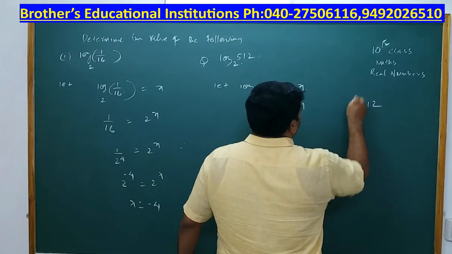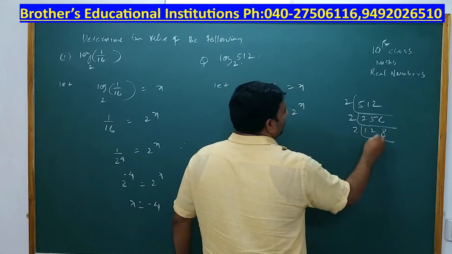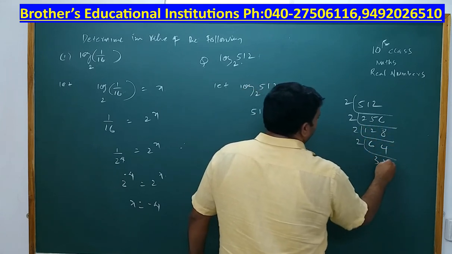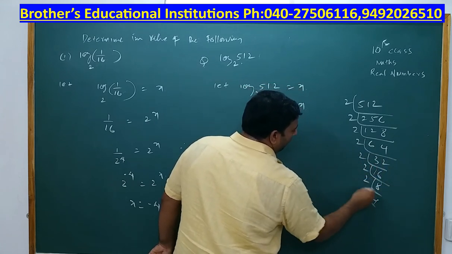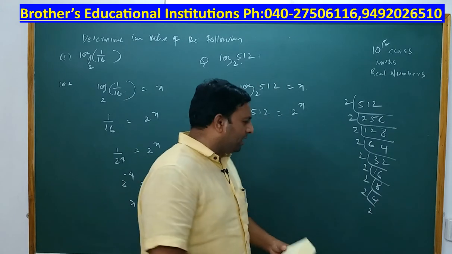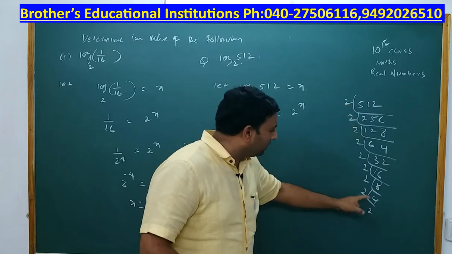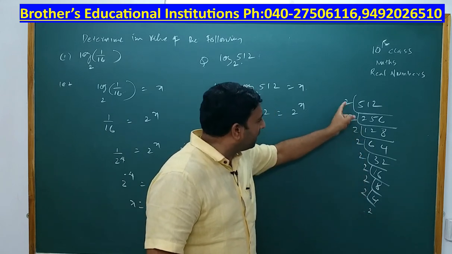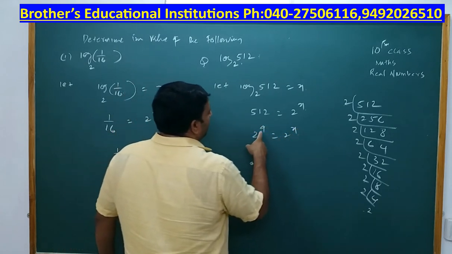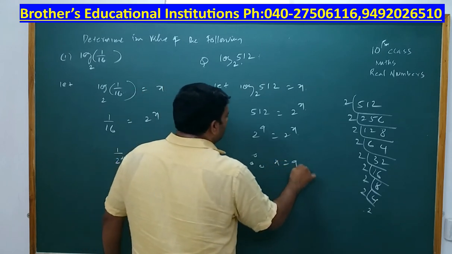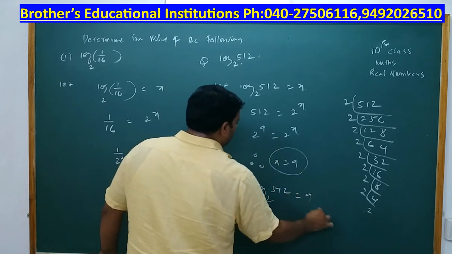Normal division: 512 divided by 2 is 256, 2 into 256 is 128, 2 into 128 is 64, 2 into 64 is 32, 2 into 32 is 16, 2 into 16 is 8, 2 into 8 is 4, 2 into 4 is 2. Now please count how many 2s you have: 1, 2, 3, 4, 5, 6, 7, 8, 9. So it is 2 to the power of 9, is equal to 2 to the power of x. When you equate the powers, because bases are equal, x is equal to 9. So log 512 to the base 2 is equal to 9.